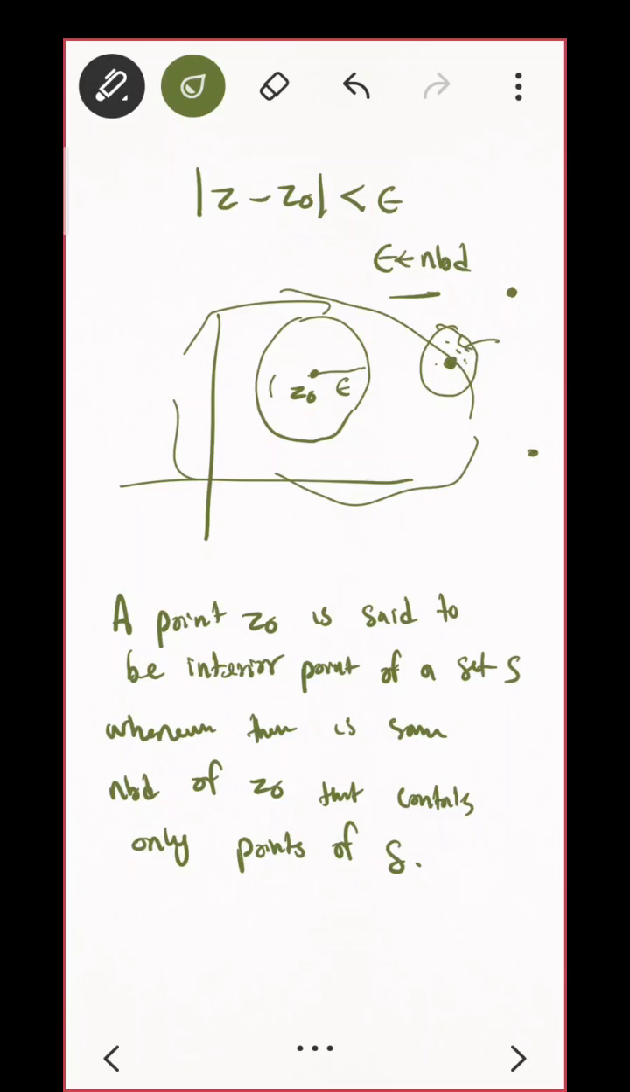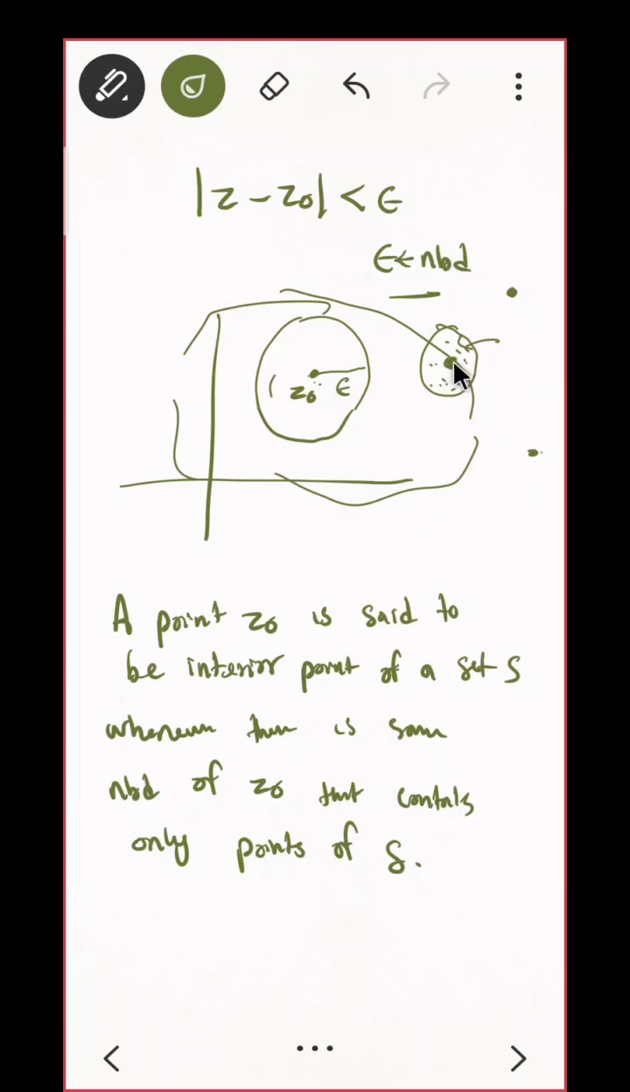That means you should have an open ball such that all the points in the open ball should be outside of the set S. So this is not an exterior point because this has some point of S. So this is not called an exterior point. So this one is exterior, this one is exterior. Interior means every point should be inside the set. Exterior means every point should be outside of the set S.